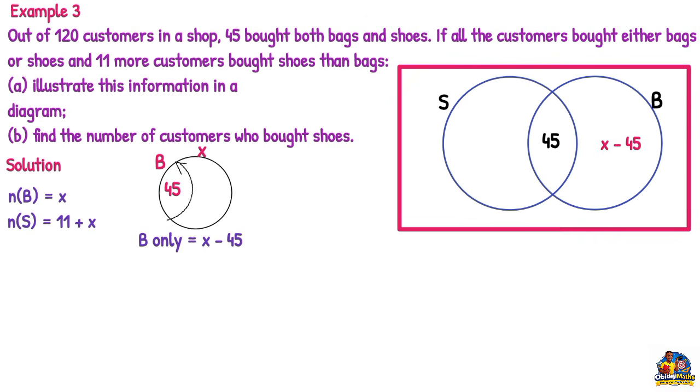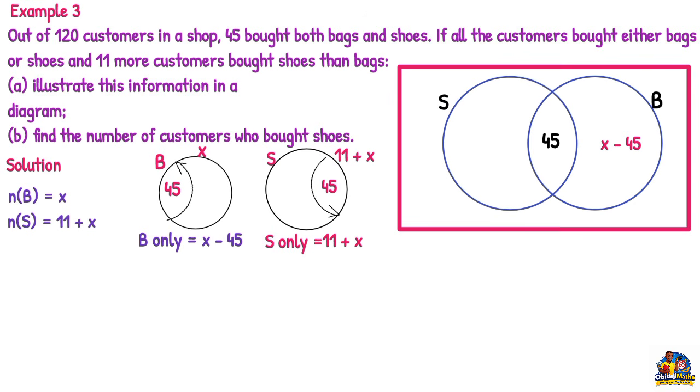Now for the second one, shoes only. Everything in the circle of shoe is 11 plus x. But part of that shoe is 45. So to get the remaining one, which is shoe only, we're going to remove 45 from everything. Don't forget, everything is 11 plus x. So remove 45 from everything. So that will be 11 plus x minus 45. That will give us shoes only. 11 plus x minus 45.